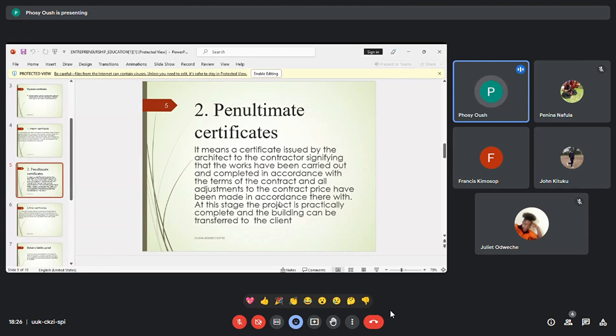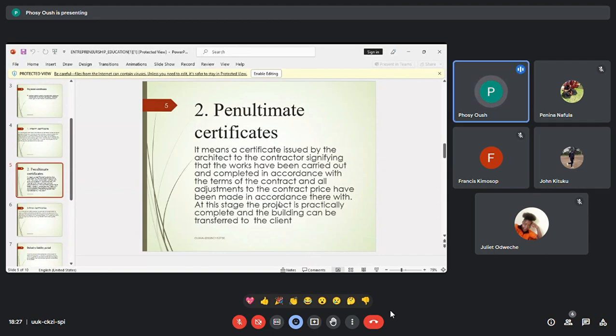John, can you take us through this certificate? It means a certificate issued by the architect to the contractor, signifying that the works have been carried out and completed in accordance with the terms of the contract, and any adjustments to the contract price have been made in accordance therewith. At this stage, the project is practically complete and the building can be transferred to the client. Okay, thank you.